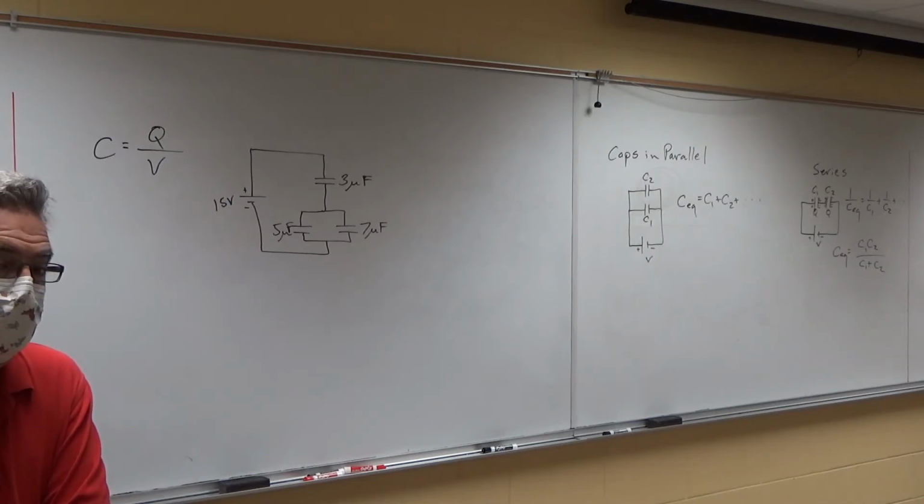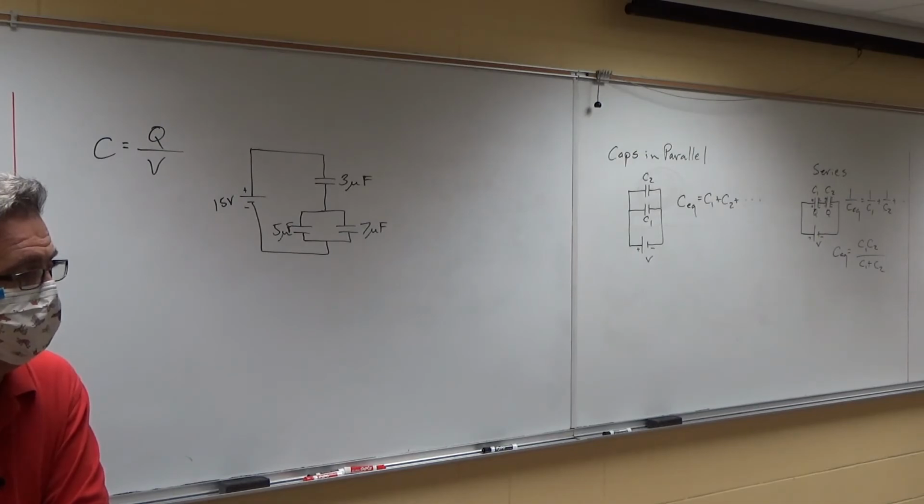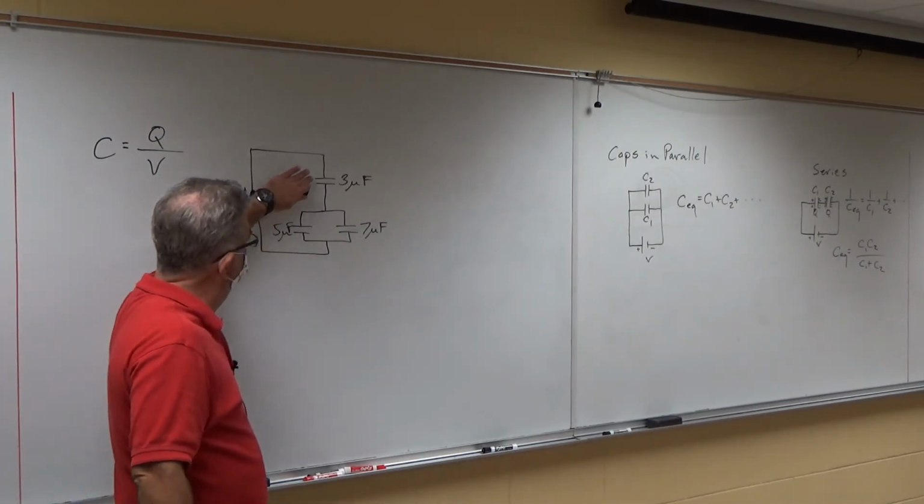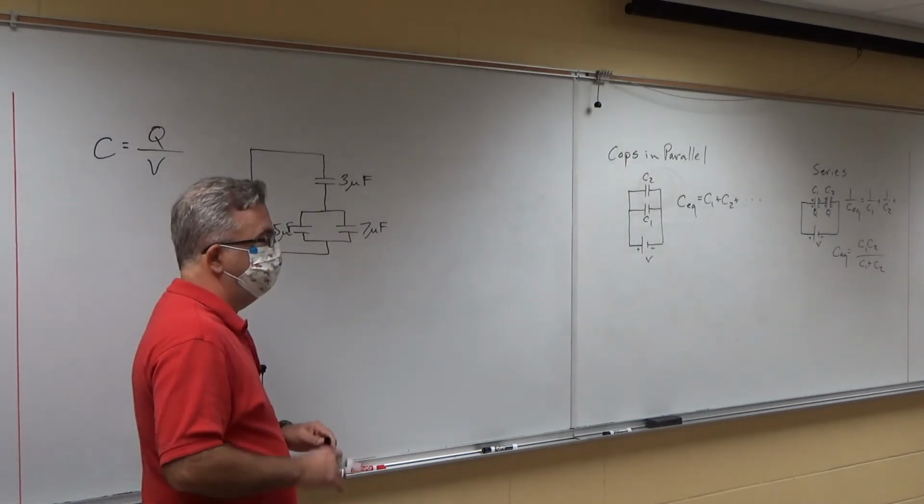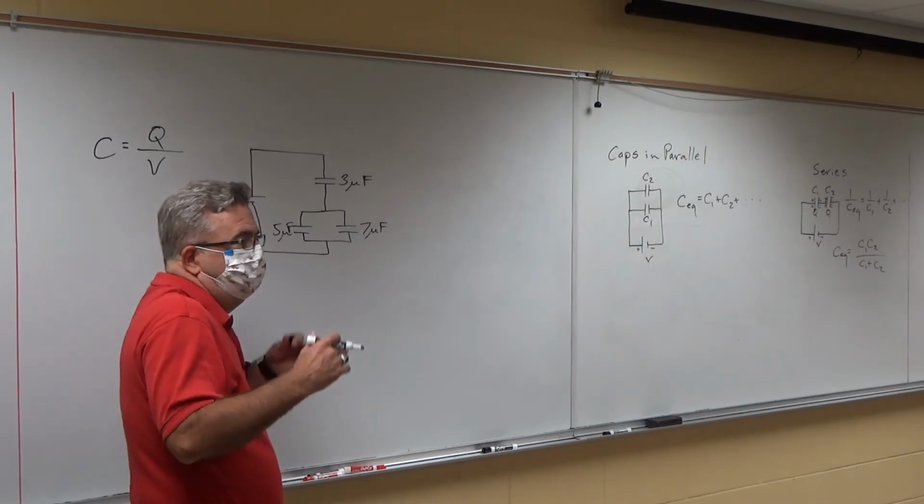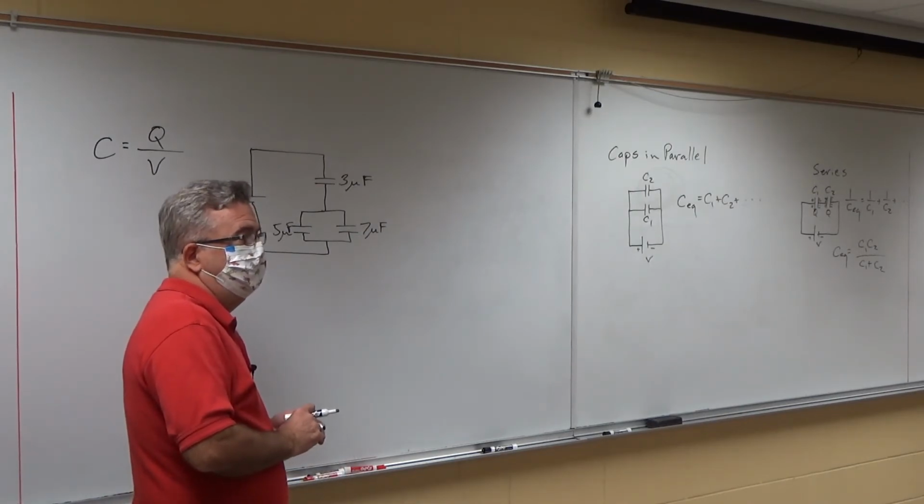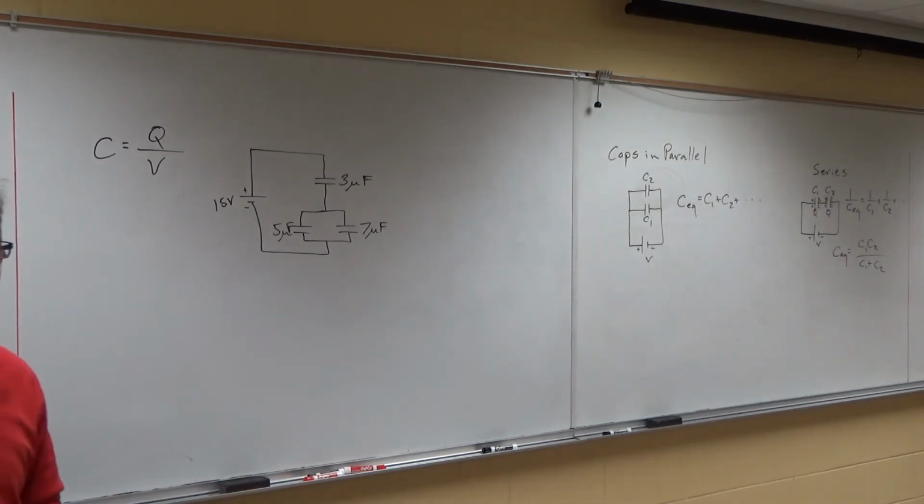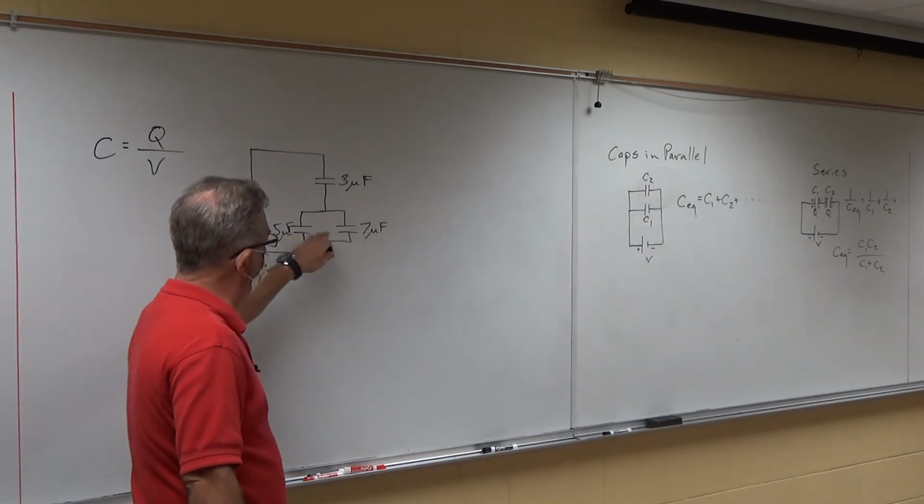So the idea is to reduce the circuit down and find an equivalent capacitance for the whole thing, and then work backwards and find the charge and the voltage on each one of the caps. That's the recipe. Where do I start? I'm looking for things in parallel and in series. Start with parallel. Which ones are in parallel? 5 and 7. Yeah, the 5 and the 7 are definitely in parallel.